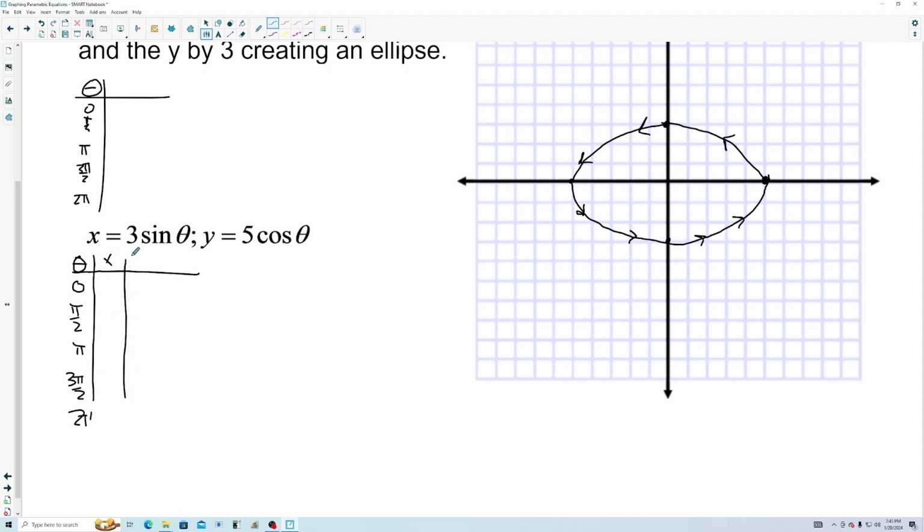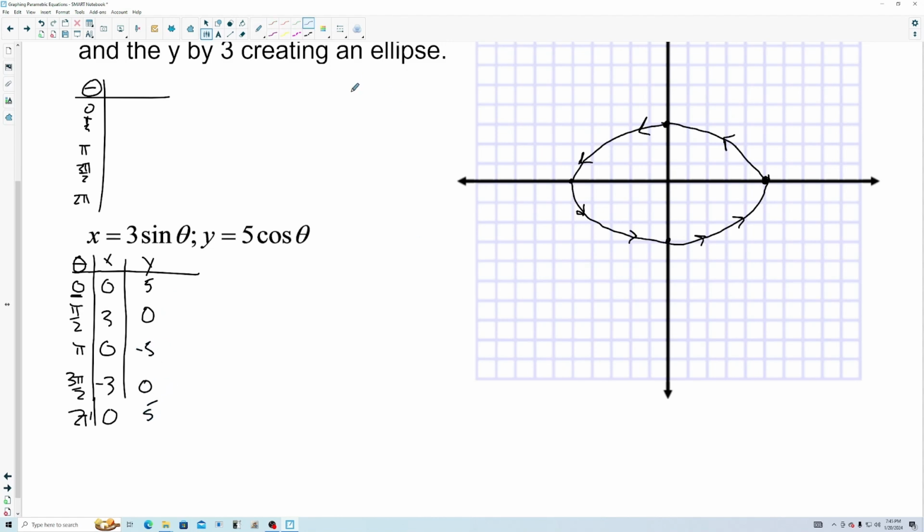So now if we go x, sine of 0 is 0, pi over 2 is 1, so that's 3. Sine of pi is 0, 3 pi over 2 is negative 1, so that's negative 3, and then we're back to 0. With the y values, cosine of 0 is 1, so 5, 0, negative 5, 0, and back to 5.